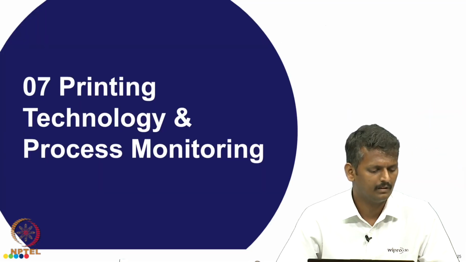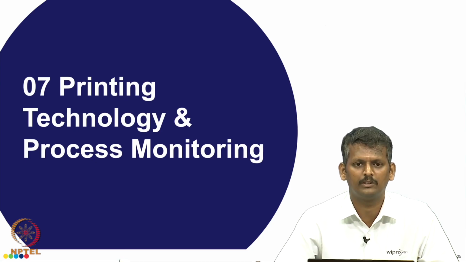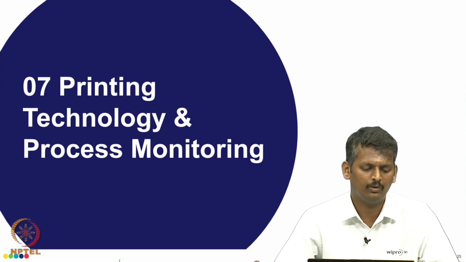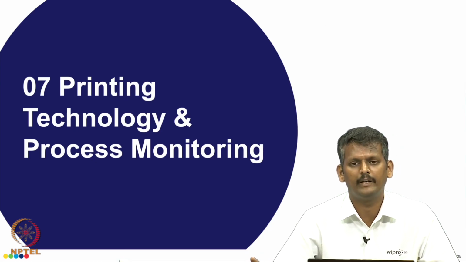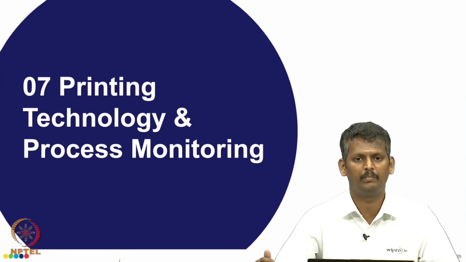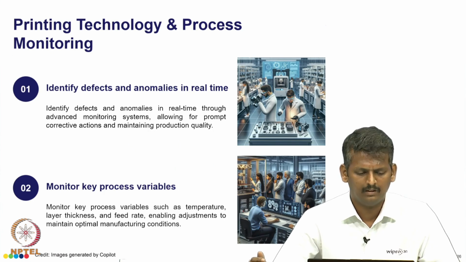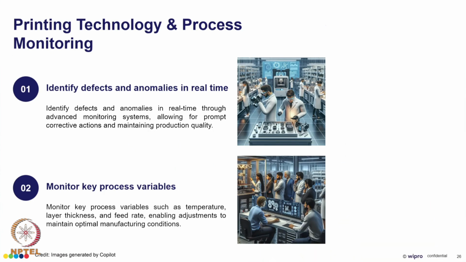Now coming to our seventh process domain, that is printing technology and process monitoring. As we have already told, we have discussed more about printing technology in our previous lectures, and we will be seeing more about process monitoring in this lecture. So, when it comes to process monitoring, what are the aspects we need to monitor? The first thing is identifying the defects and anomalies in real time. When the printing is happening, during that time itself we need to find it out.